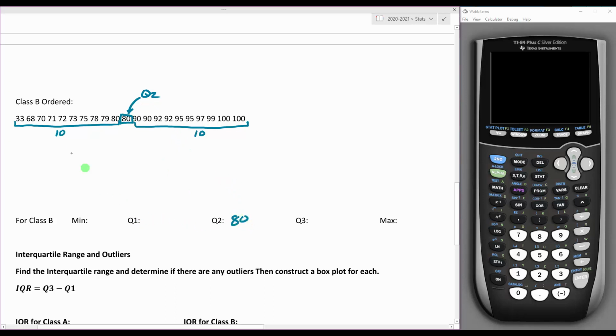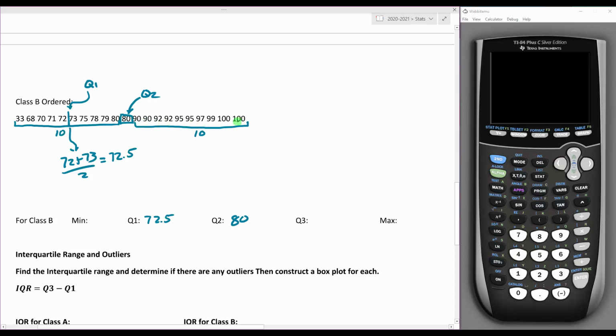Now I'm going to find quartile 1, so I take these 10 pieces of data and chop that in half. Since it's even, it's going to exist in between two of the data values. So we're going to have 5 and 5, in between 72 and 73 here. So this is quartile 1, and I have to calculate it. We say 72 plus 73 divided by 2, which is 72.5. So that becomes quartile 1.